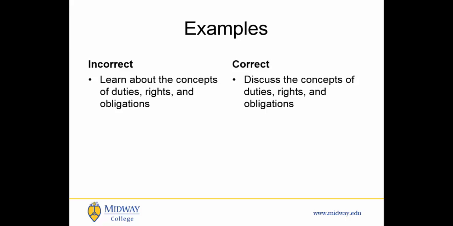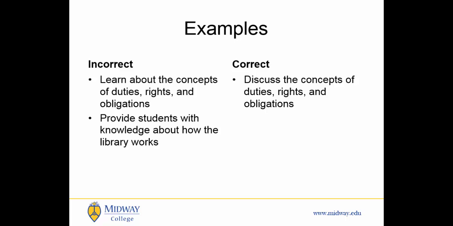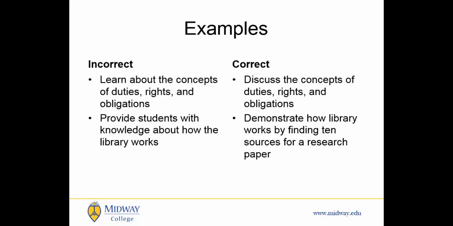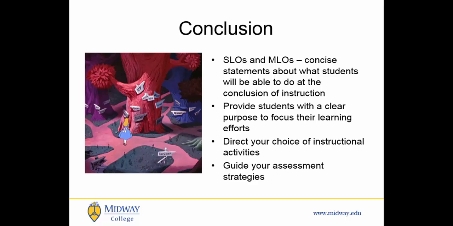So, what's the problem with the second example? Provide students with the knowledge about how library works. This is a teacher-centered performance and does not depict what the student is required to do in order to master the objective. Once again, using a Bloom's taxonomy verb specifically describes what it is that the student needs to do in order to master the objective.